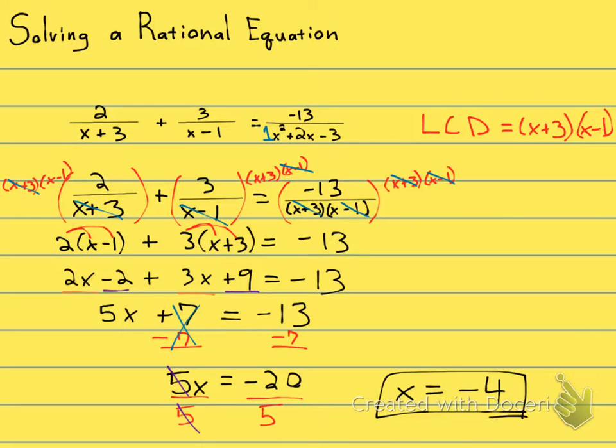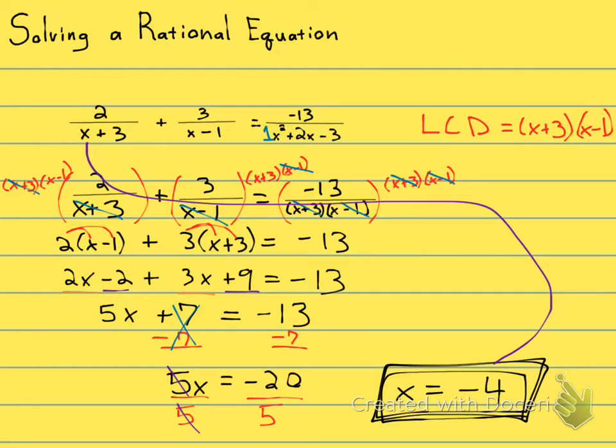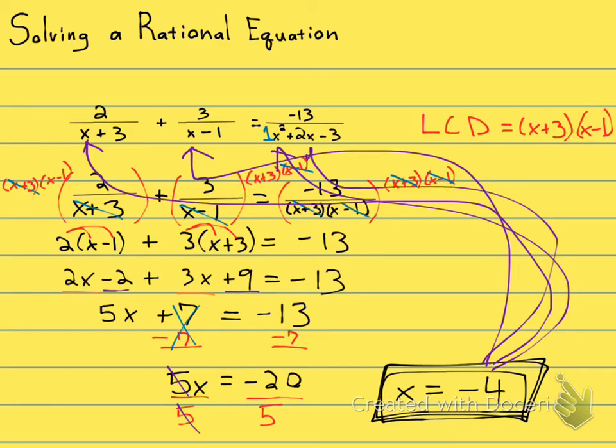Now, every time you get an answer for a rational equation, you have to make sure that it's not one of your restrictions. My restrictions here would give me a 0 in the denominator. So, let's see, if I plugged in a negative 4 here, negative 4 plus 3 is negative 1. That's okay. It's not a 0. If I plugged in a negative 4 here, that would give me a negative 5. That's not a 0. And then if I plugged it in to these two, I wouldn't get a 0 either. Okay, so this one checks out. That's your answer, negative 4.